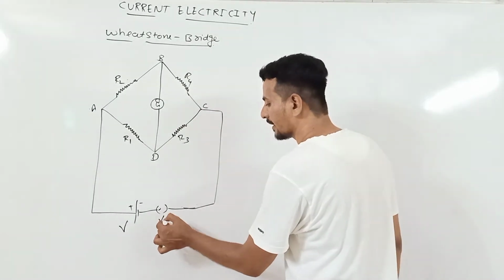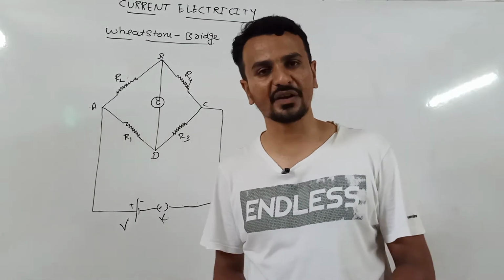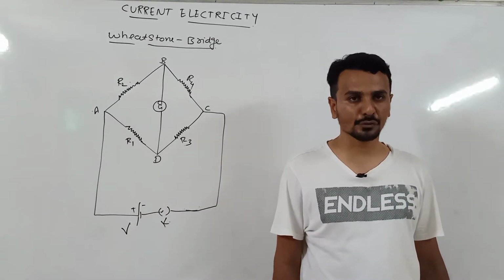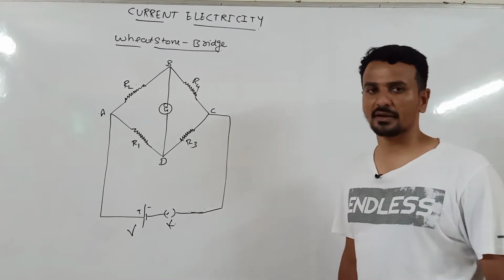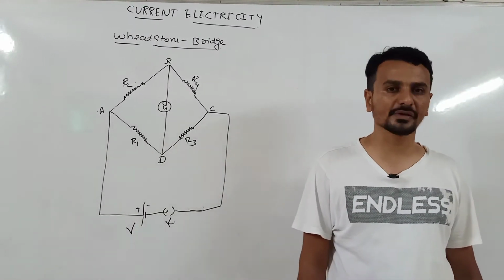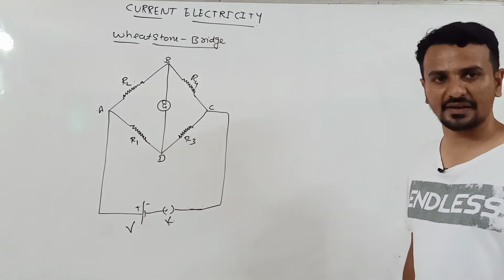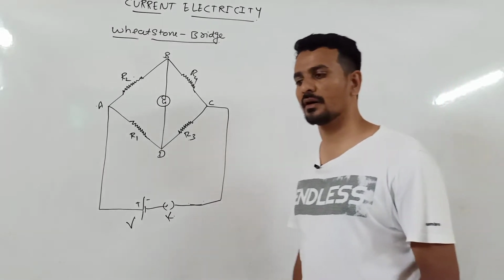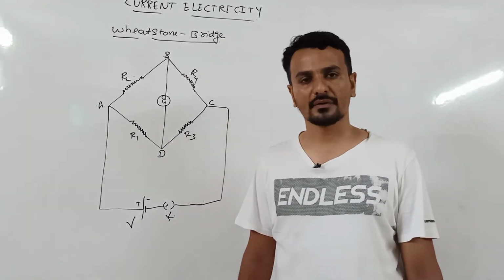Now, actually there are two cases of Wheatstone Bridge. First one is balanced Wheatstone Bridge. Second one is unbalanced Wheatstone Bridge. Turn by turn we will discuss both the cases. First of all, we will go for the balanced Wheatstone Bridge. What is a balanced Wheatstone Bridge and how are we able to calculate the value of unknown resistors? The basic purpose of Wheatstone Bridge is to calculate the unknown resistors.